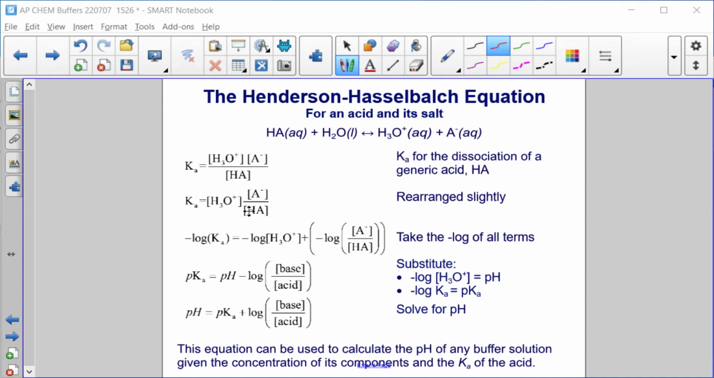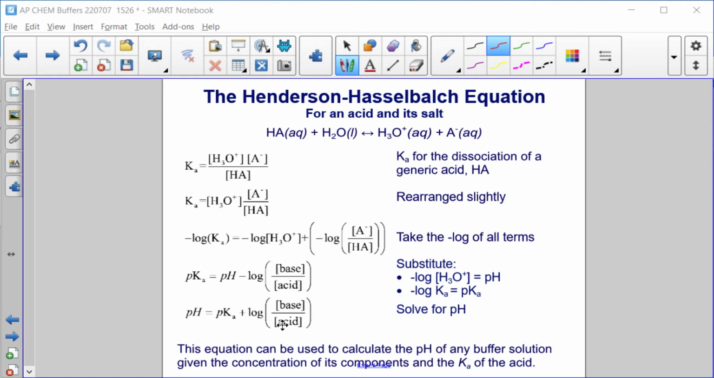So the negative log of the Ka is also known as the pKa. The negative log of the H3O plus is also known as the pH. Then we have minus the log of the A minus, which is the base, divided by the acid. And then I just rearrange to solve for pH. So I get pH is equal to pKa plus the log of the base concentration over the acid concentration.